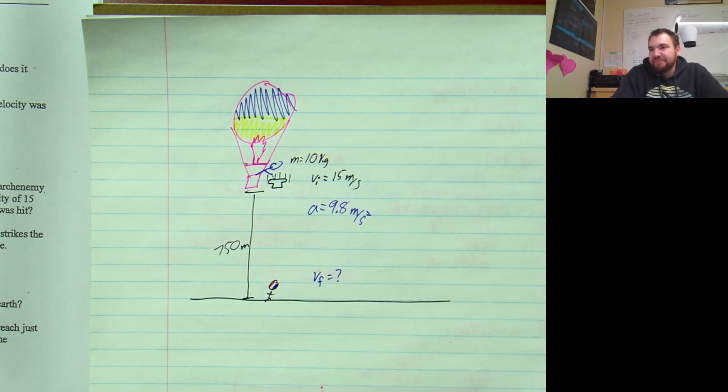A little glitchy to start. So here we go. We want VF. Is there a formula that will give us final velocity based on the information I have at hand? What is it, if there is such a thing?